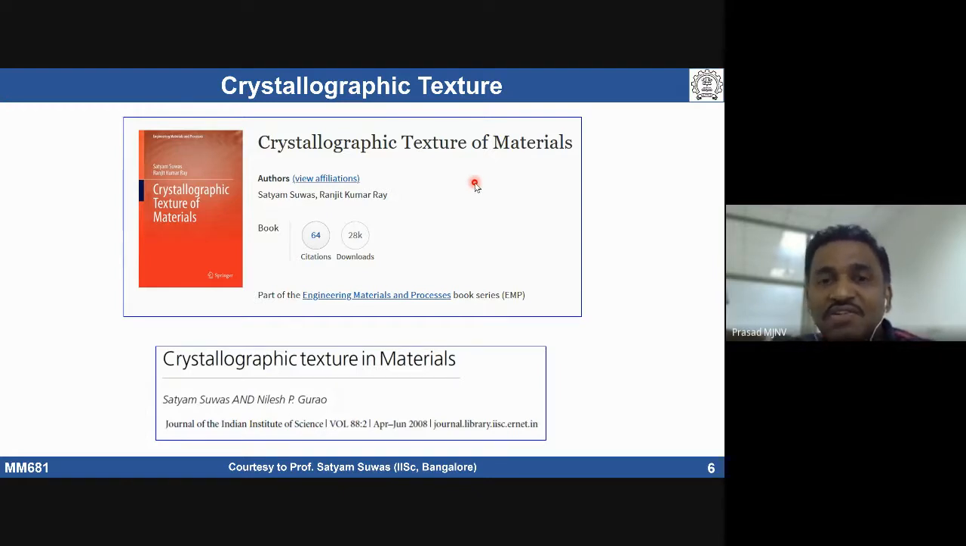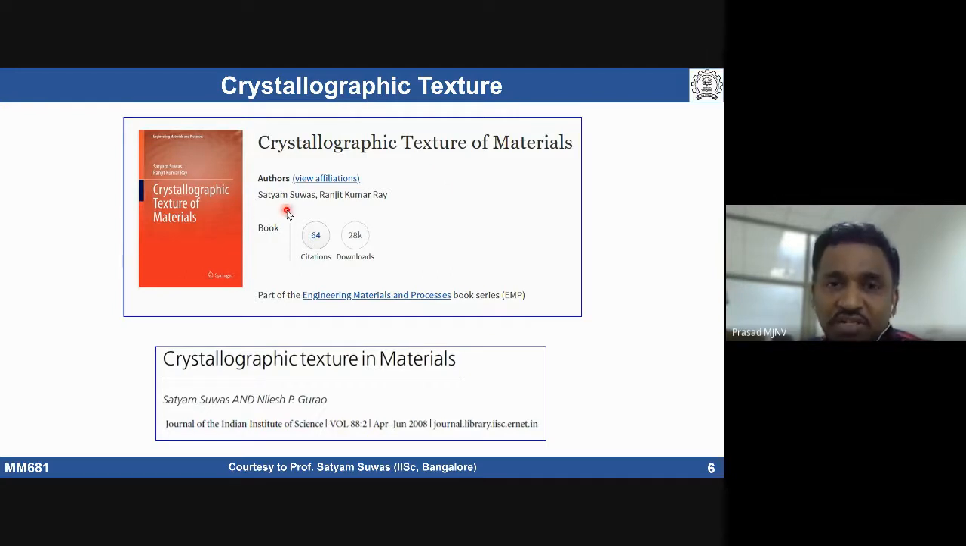So I'm trying to condense some important aspects which we have to know in order to understand the terminology related to crystallographic texture of materials. Most of the information I've taken from a review article and some from a textbook. I learned this topic from one of my teachers, Professor Satyam Suwas from IISc Bangalore, during my PhD time.